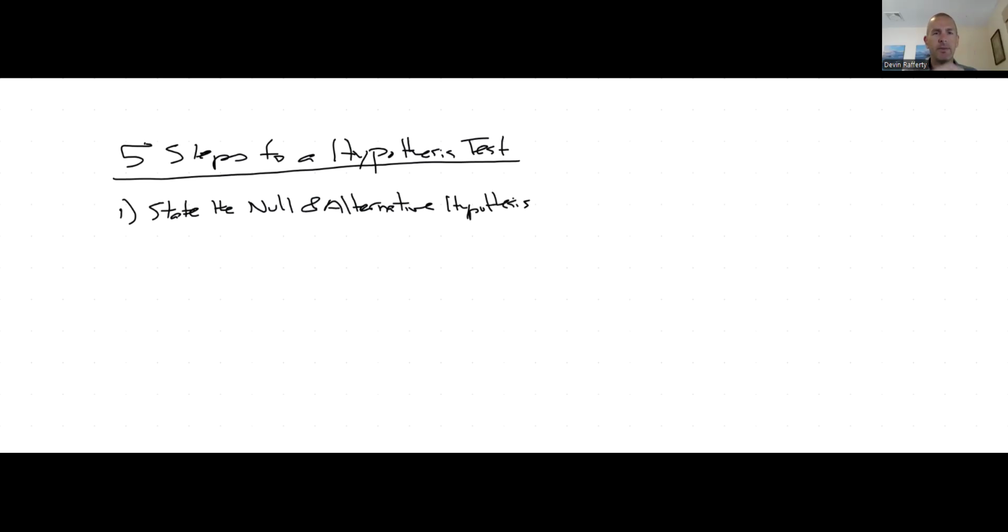Okay. Now, step number 1 might take us a little bit of time. This is a huge one, okay? And it's worth spending some time on it, because we need to make sure we get this correct. Step number 1, state the null and the alternative hypothesis.